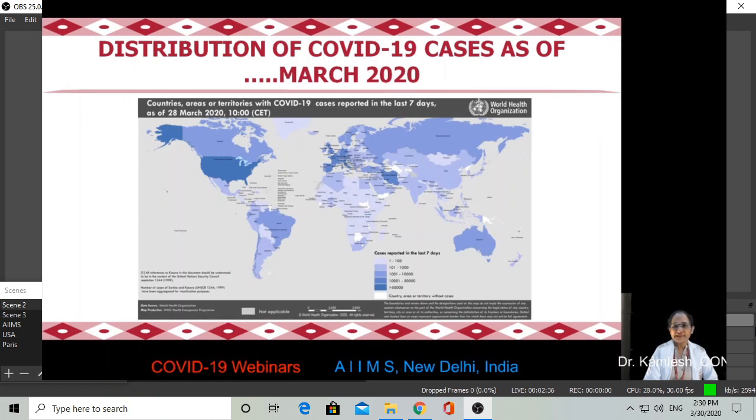The distribution of COVID-19 cases as of 29th of March 2020 can be seen in this slide: the various countries, areas or territories with COVID-19 cases reported in the last 7 days. What we see here is that the areas which are darkest blue, like North America, the European countries and Middle East countries, have an intensity of cases over 10,000 and at places more than 50,000. In India, the range is somewhere between 101 and 1,000 cases in the past 7 days.